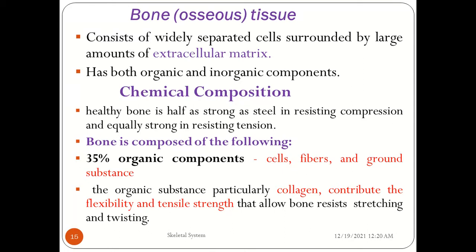Chemical composition. Healthy bone is half as strong as steel in resisting compression and equally strong in resisting tension. Bone is composed of the following: 35% of the bone is organic component. Organic means cells, fibers, and ground substance. The organic substance, particularly collagen, contributes the flexibility and tensile strength that allow bone to resist stretching and twisting.